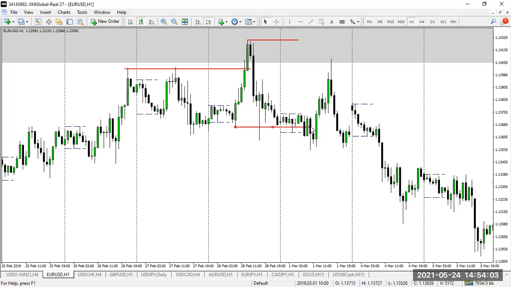This one. So this was the type 1. High, low, high, BMS. BMS here, BMS here. Type 1 reversal. So the order block worked.